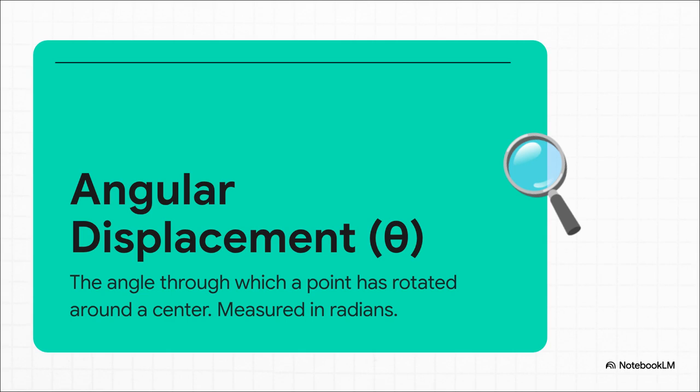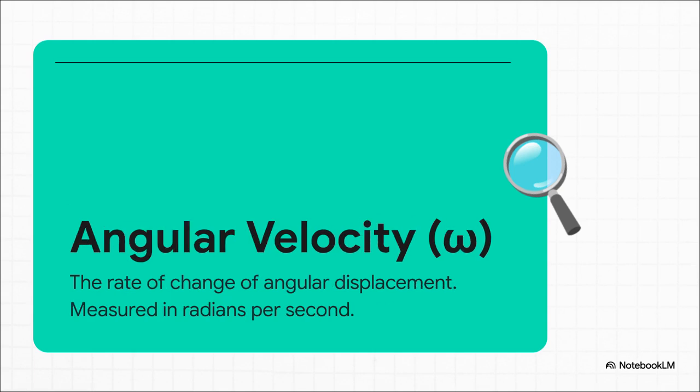Now, you'll probably notice we measure this in radians. Don't let that trip you up. Just think of it like using meters instead of feet. It's a unit for angles that just makes all the physics equations work out a lot more nicely. So if angular displacement is how far it's turned, then angular velocity, represented by omega, is how fast it's turning. It's the rotational version of speed, telling us the rhythm of that turn in radians per second.